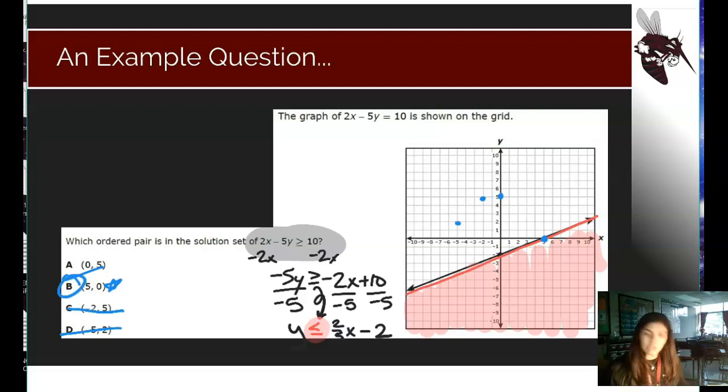So answer choice B looks great. It is on the solid line, which counts. Dashed lines do not count. So that would not be part of my solution set.